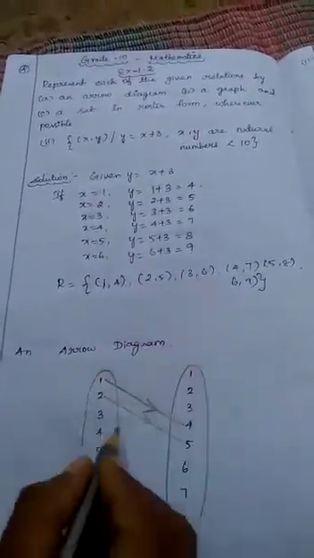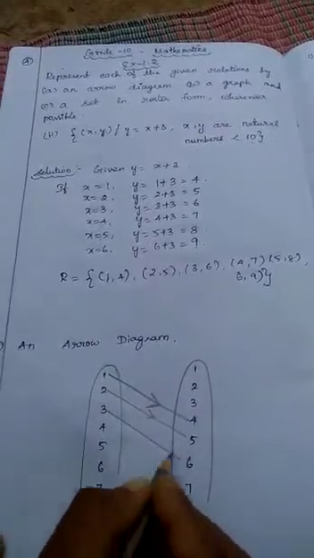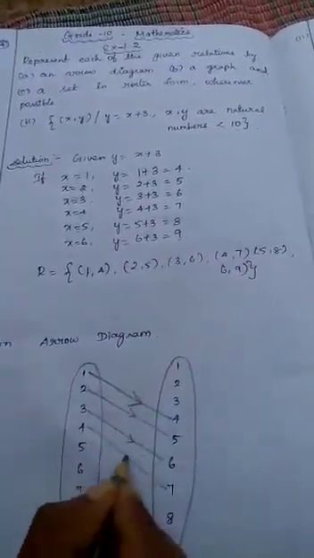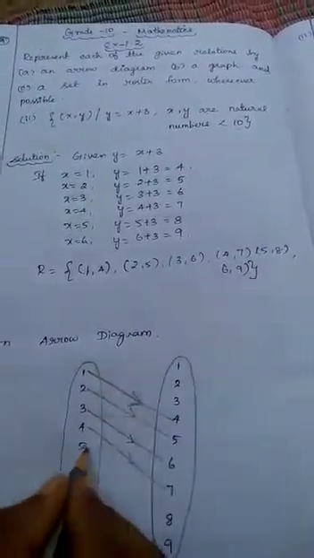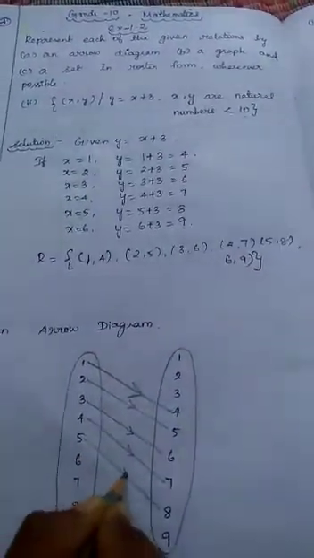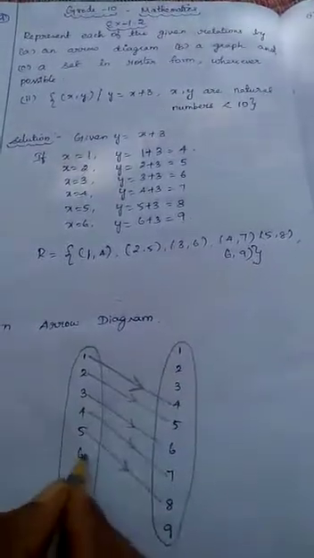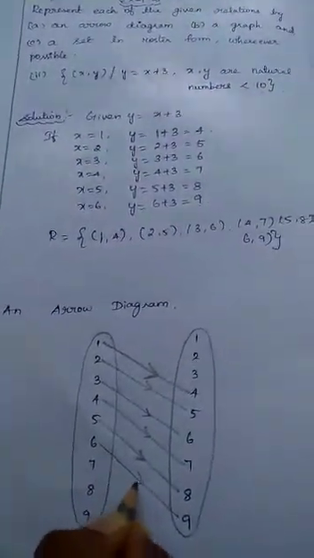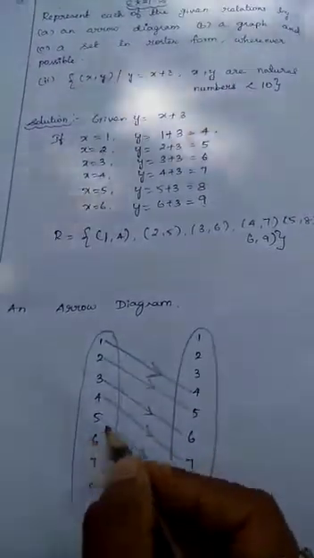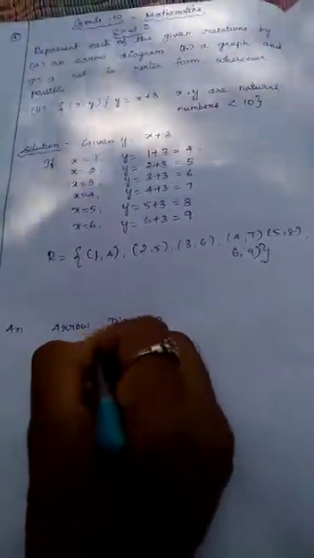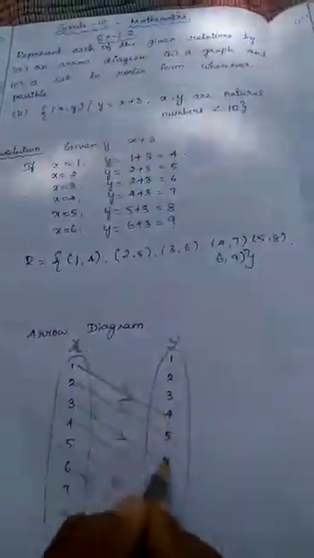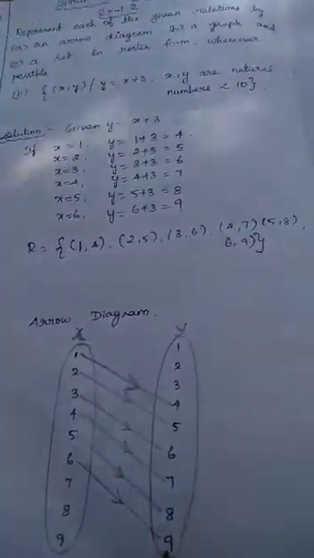The third value is 3 and 6. The fourth value is 4 and 7, so we have to connect these. Next value is 5 and 8, and the last value is 6 and 9. So we have to show this in the arrow diagram. It is the relation. The first set is A, or we can show it as X, and the second set is Y.